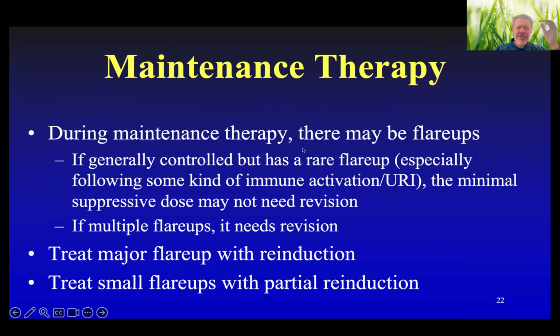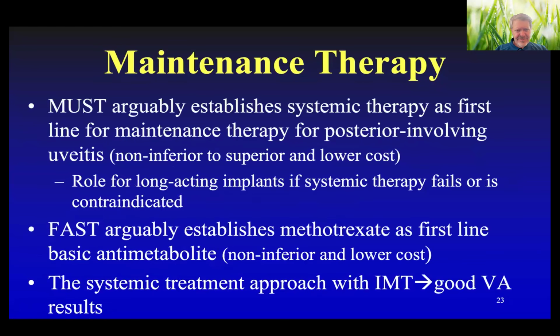During maintenance therapy, you may have occasional flare-ups related to some sort of immune stimulation, and you may not need to change the minimal suppressive dose if that happens. But if it happens multiple times, then you do need to revise it and sort of scale up. And we would treat a major flare-up with reinduction with steroids and a smaller flare-up with a partial reinduction. My mentor always said double the dose.